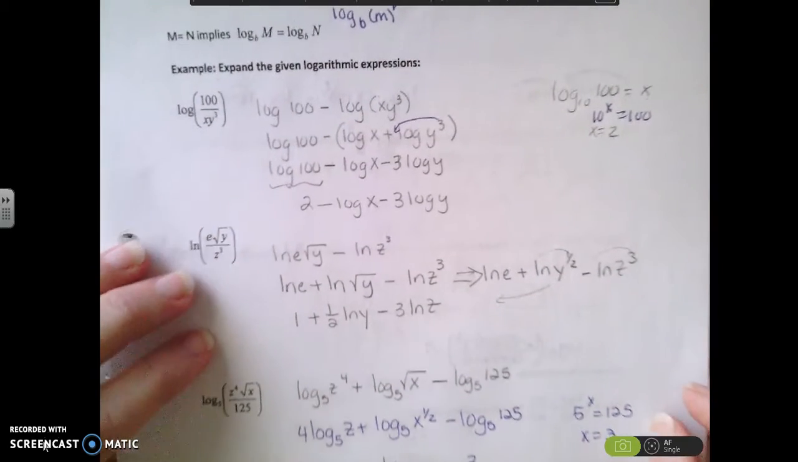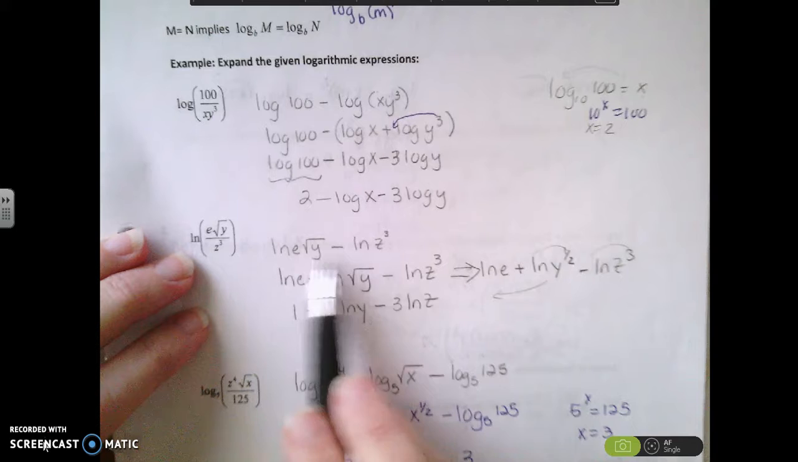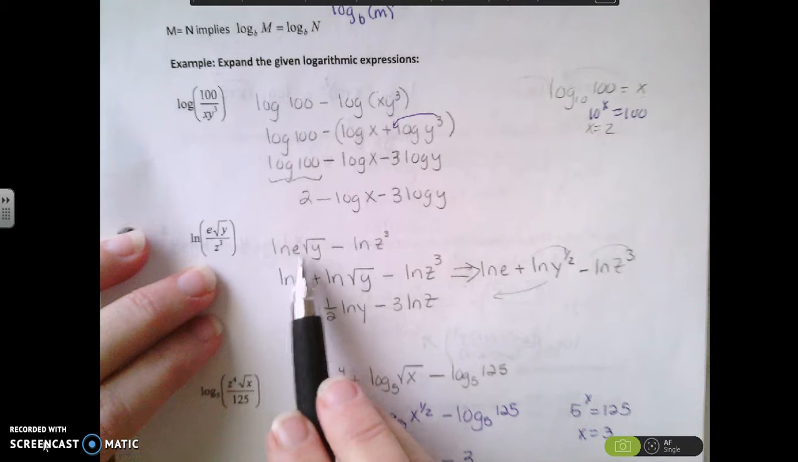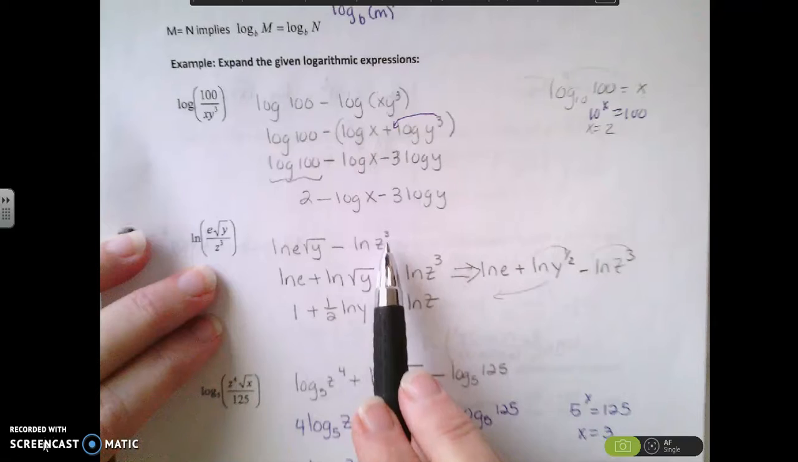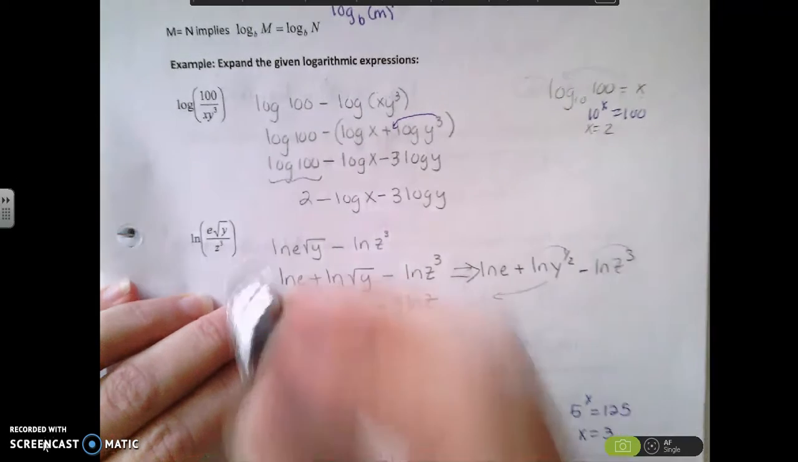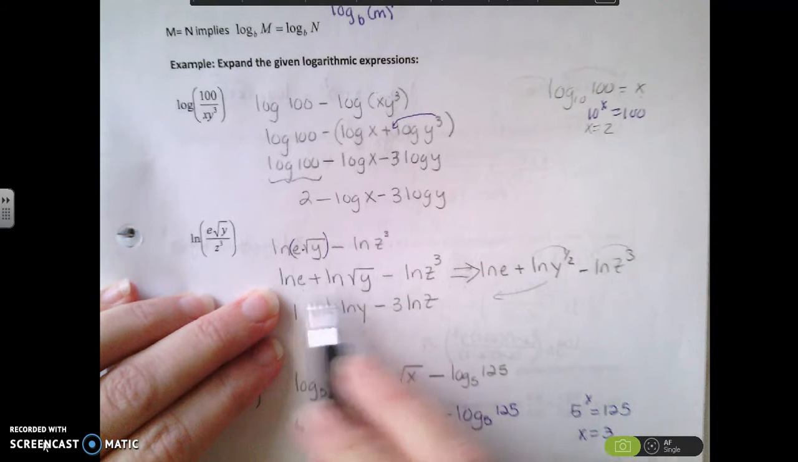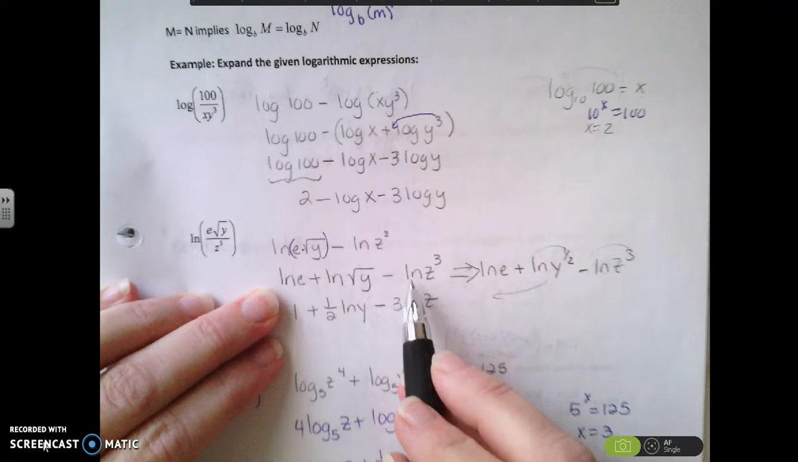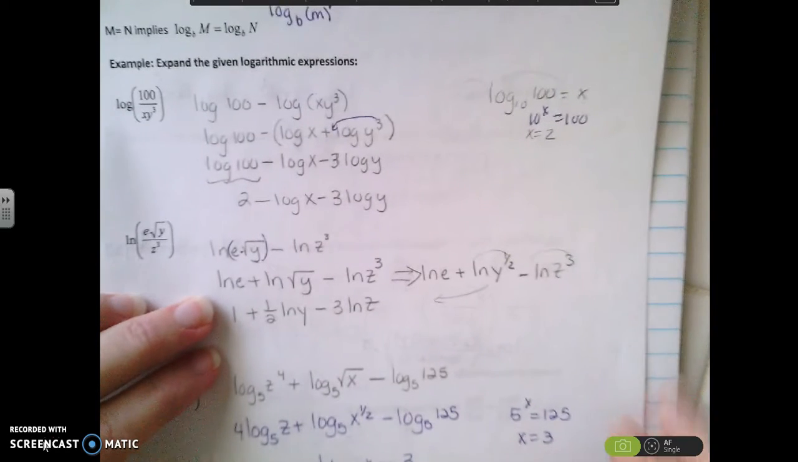Okay, so here's another one. Alright, so again, I'm going to take this quotient and separate it into subtraction. So I have ln of e square root of y minus ln z cubed. There's a couple things going on here. Right here, I'm multiplying e times square root of y. So I can break it into ln e plus ln square root of y. And then again, I have that minus ln z cubed. So z cubed is eventually going to be brought down.